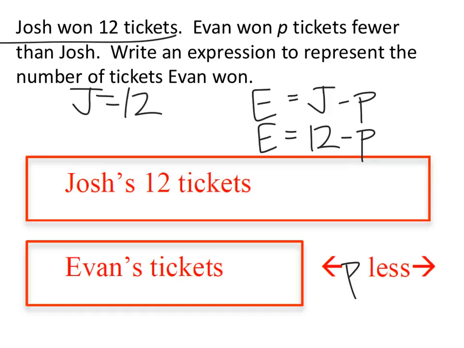So this is the model, and notice we have this rectangle here to indicate what Josh has, and we don't know what P is, but we just know that it's some value less than Josh, which would give us the number of tickets that Evan had. Okay? Again, this is an unknown value, which is why in the end, this is our final expression for Evan.